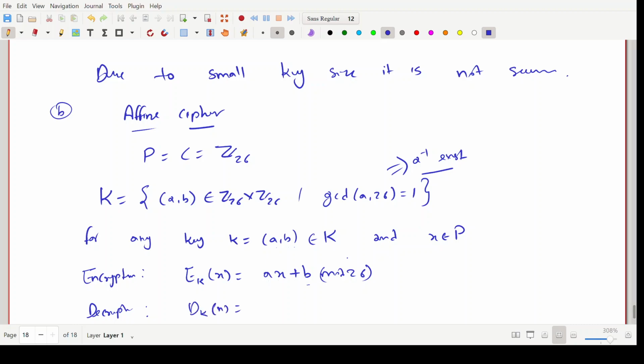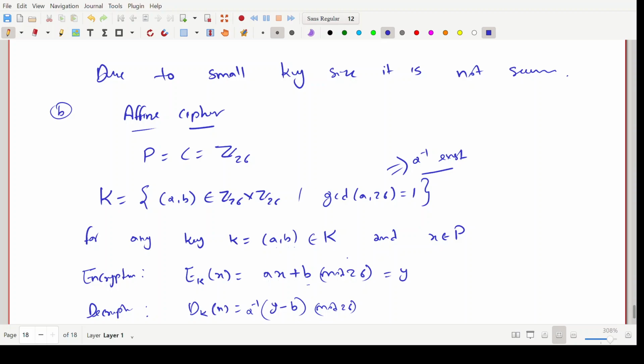whatever the cipher text I'm having, this is my cipher text. I'll first subtract this B part, so I'll be having Y minus B. So if you subtract Y minus B, what are you remaining with? You are remaining with AX. So I have to multiply with the inverse. So I'll multiply A inverse modulo 26.